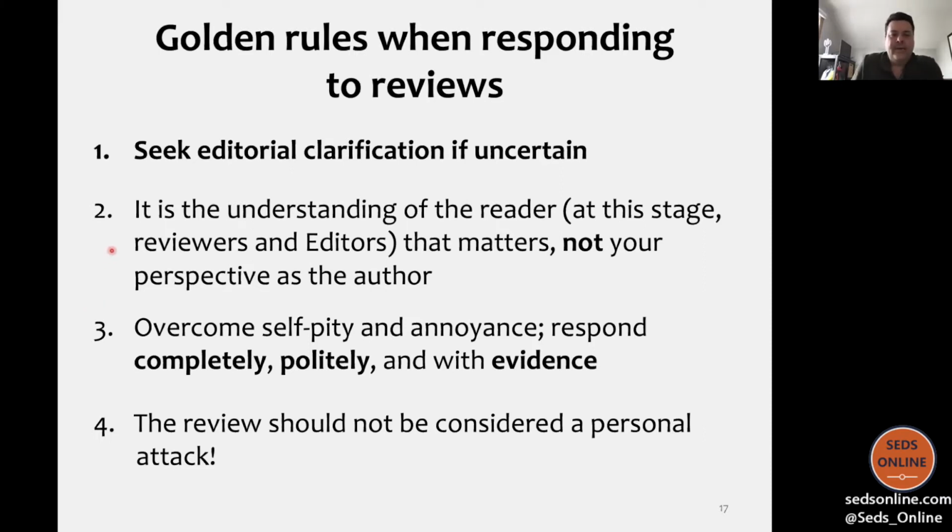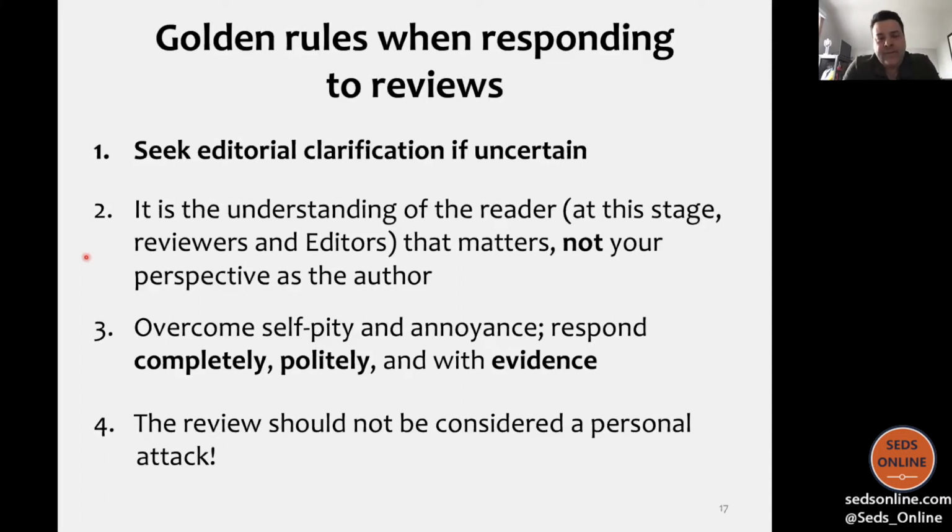And number two here, it is the understanding of the reader at this stage, reviewers and editors, that matters, not your perspective as the author. This is a tough one because ultimately, again, like I mentioned, it's really hard sometimes to receive negative feedback or what's perceived as negative feedback. But this is where you really need to digest, let that information sit and come back to it, and then pick those comments apart and say, you know what, I can make this change. It'll actually make it a better paper. Or I disagree with this comment here, but I can deal with that in this way.